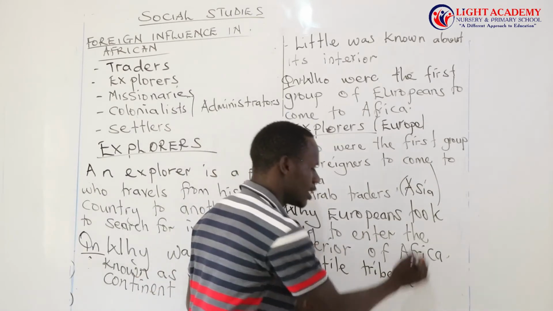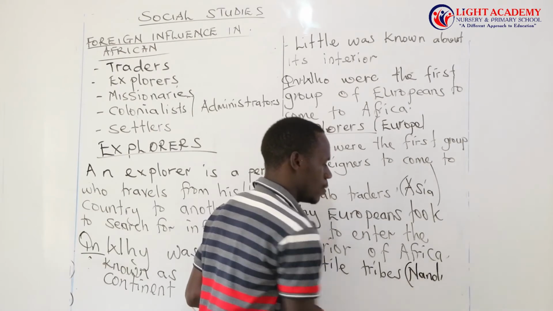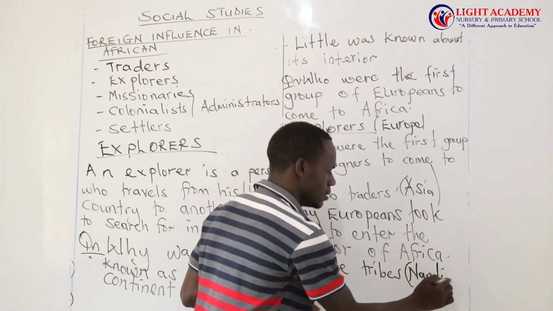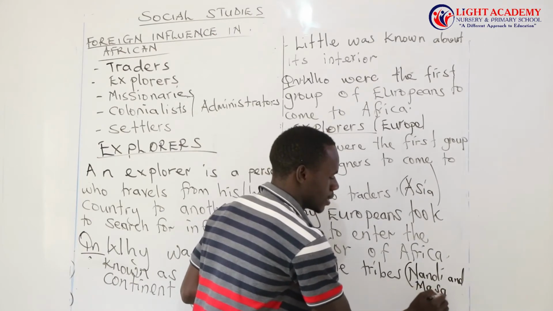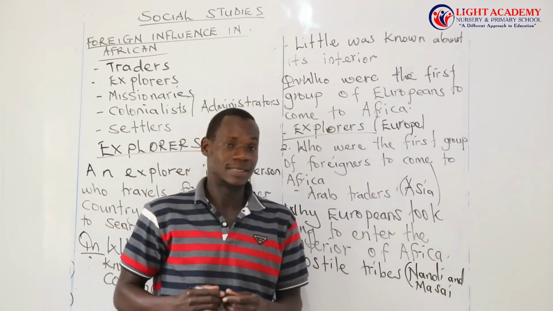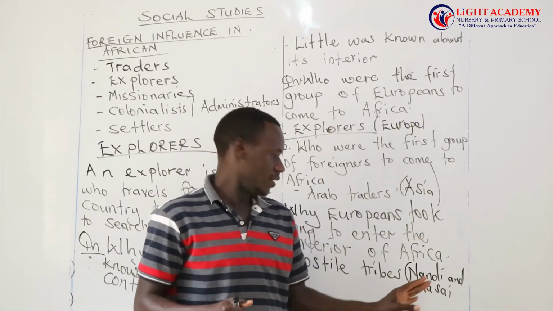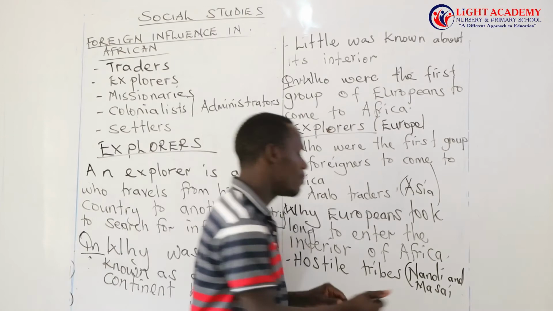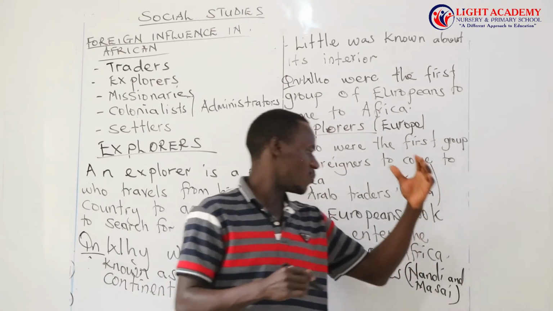And among these hostile tribes, we had the Nandi and the Maasai. They were a threat. They were very hostile. Some feared them, thinking that they were cannibals, that they could eat them.